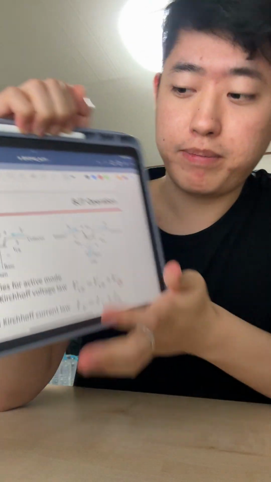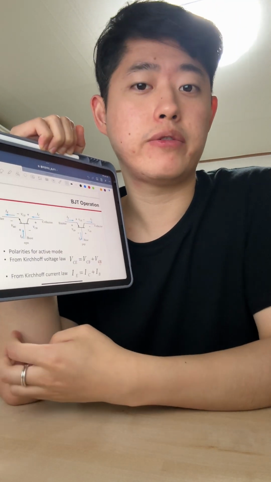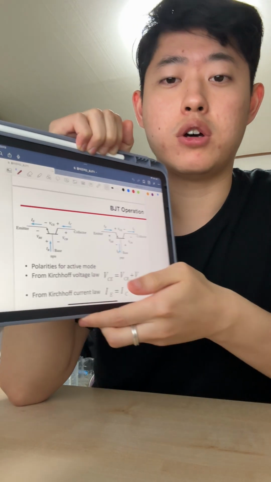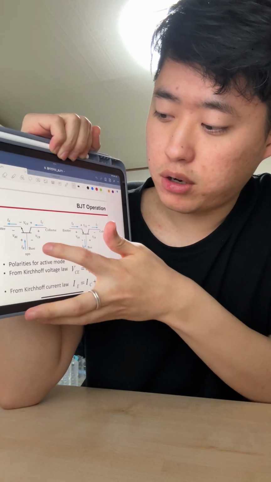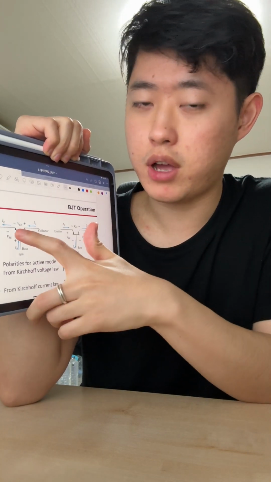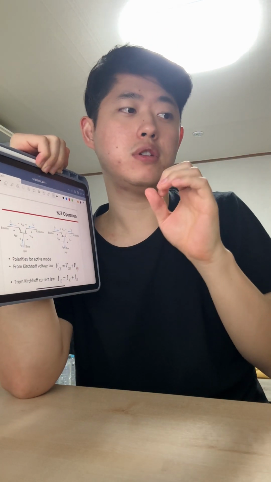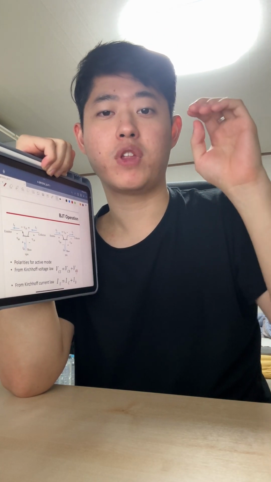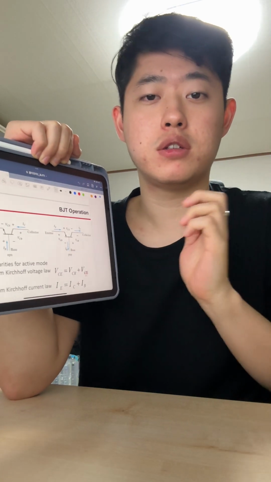Okay, so this is the BJT operation. There is KCL, Kirchhoff's current law. The base current plus the collector current is the emitter current. This holds for both NPN and PNP. This is the very basic law.